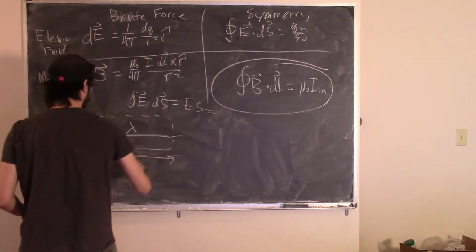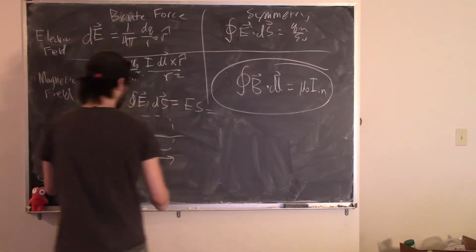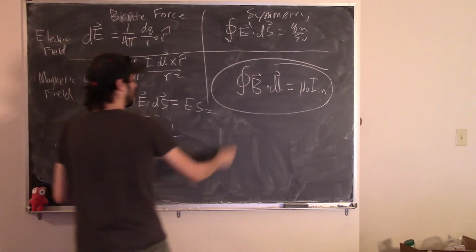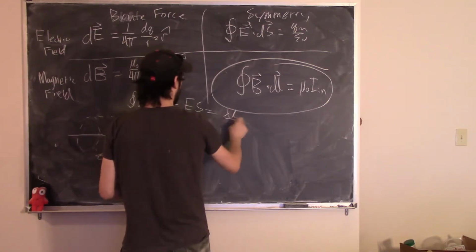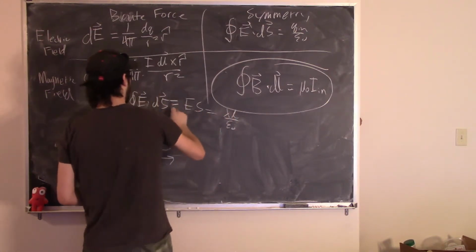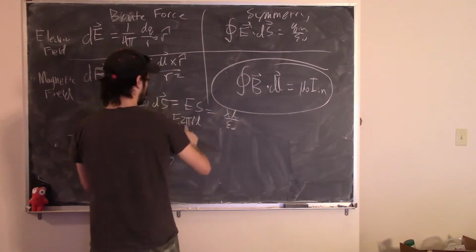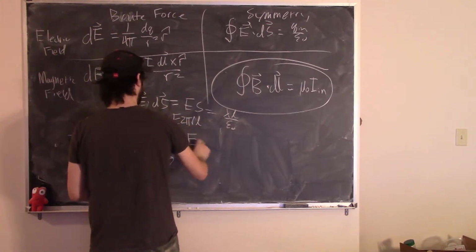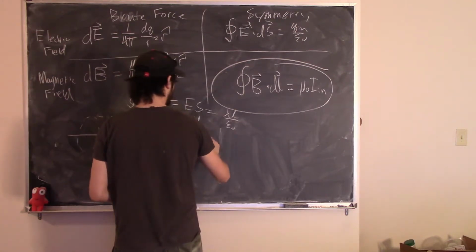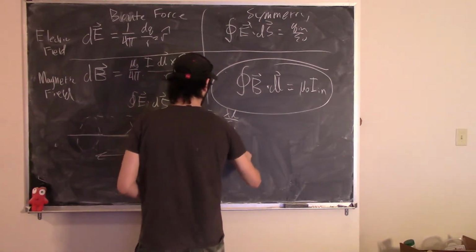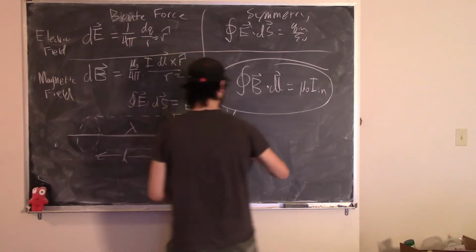This is some length of L, divided by epsilon naught. And so the charge inside this Gaussian cylinder is just going to be lambda times L divided by epsilon naught. S is going to be 2 pi RL. And so my electric field here is going to be E is equal to lambda divided by 2 pi R times epsilon naught.